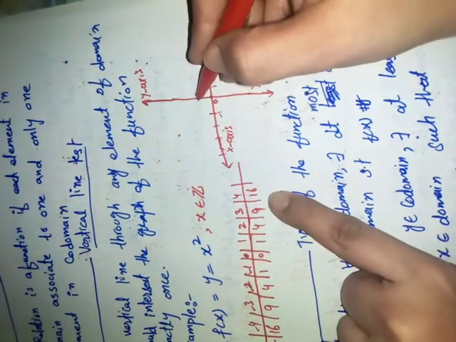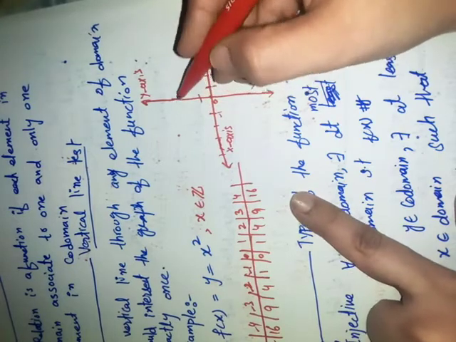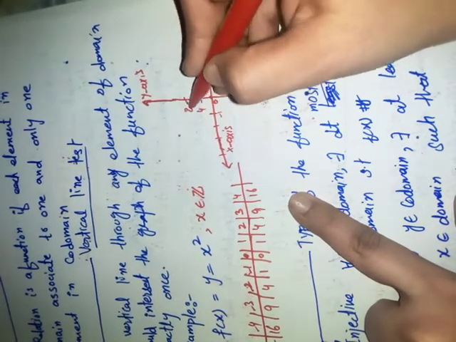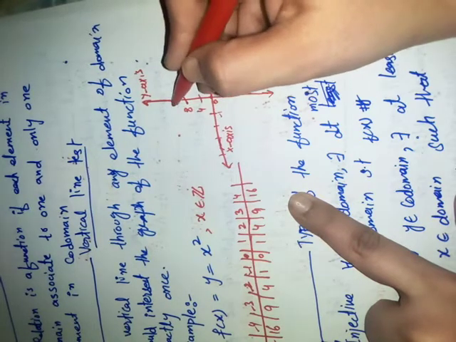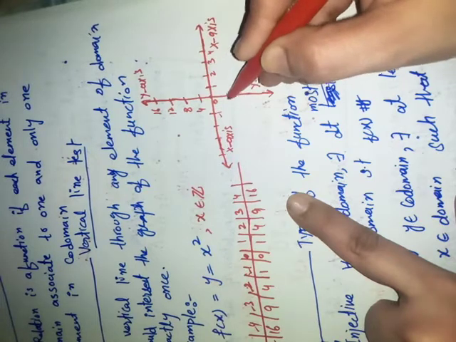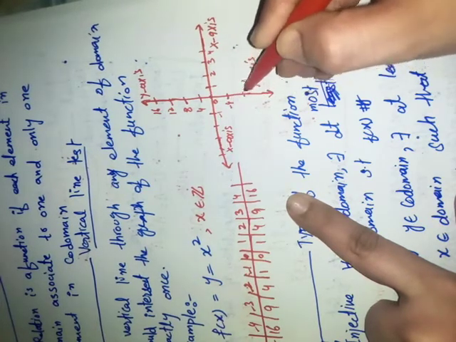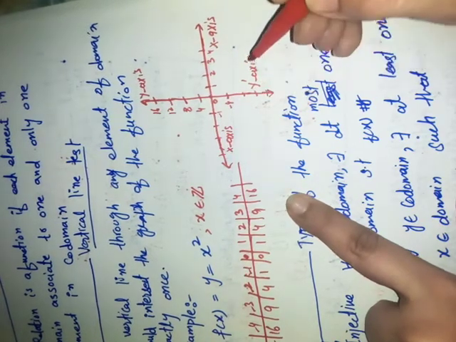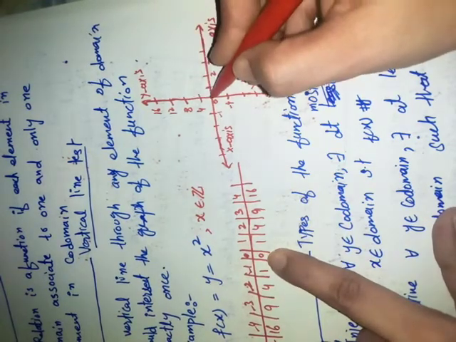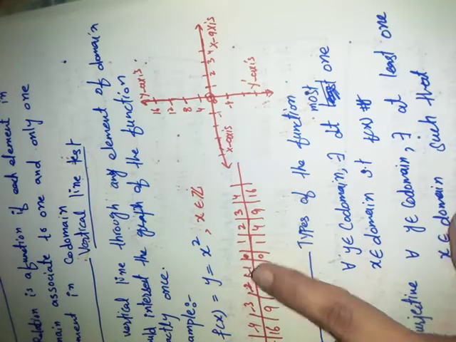You may say here is 4, here 8, here 12 and here 16. Here is -4, -8, -12 and -16. At 0, x is 0, then y is 0. The point is this one.